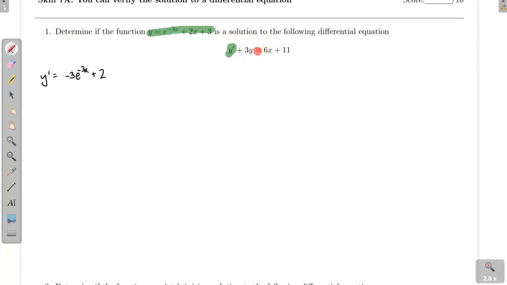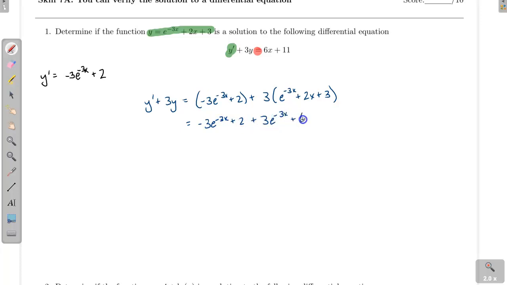I'm going to plug this in here. So now I'll have y prime plus 3y. Well, y prime is this thing we just found, plus 3 times y is this original y that's given to us. And now we can distribute this 3 in. And then two things cancel. We have this minus 3 and this positive 3 of e to the negative 3x. Those cancel. I can combine these two like terms. I have the 6x here, and this 2 and this 9 make 11. All right, so this left-hand side equals the right-hand side. So that means this is a solution.